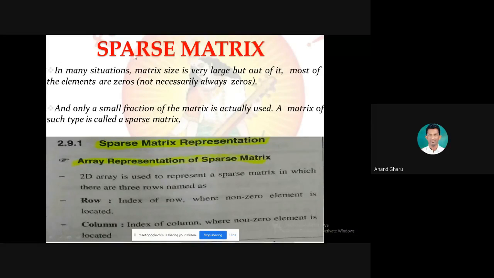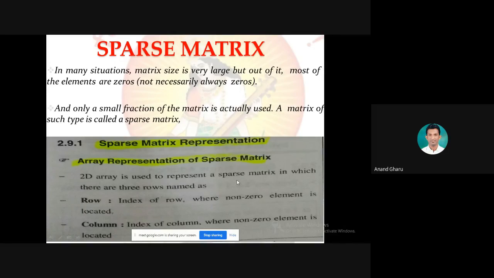Okay, now next part is the sparse matrix. It is one of the types of matrix, a matrix which contains a large number of zero entries. But it is not necessary to make a matrix with all zero values. There can be a maximum number of zeros present in the matrix. Then we can say that matrix is called a sparse matrix.